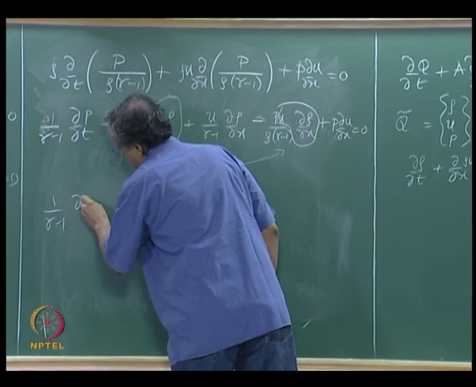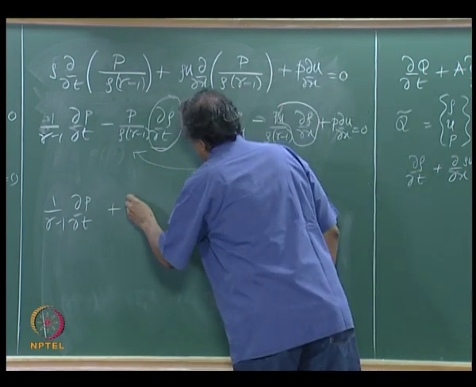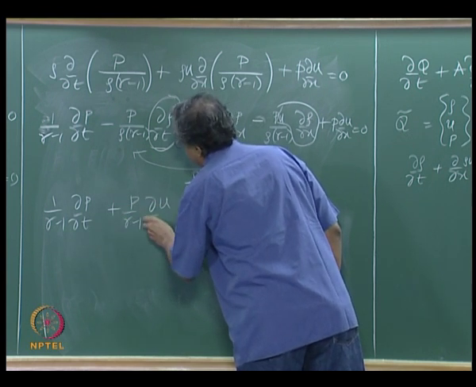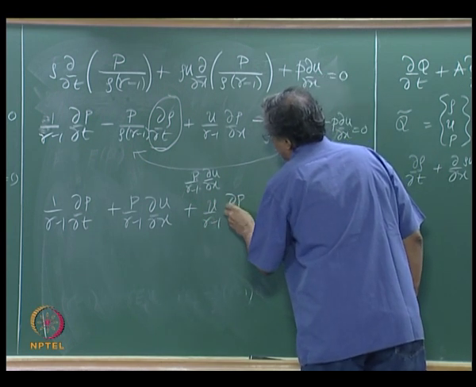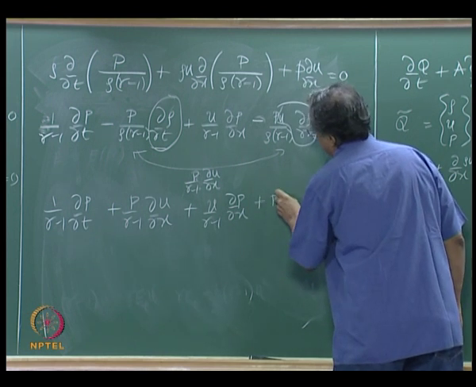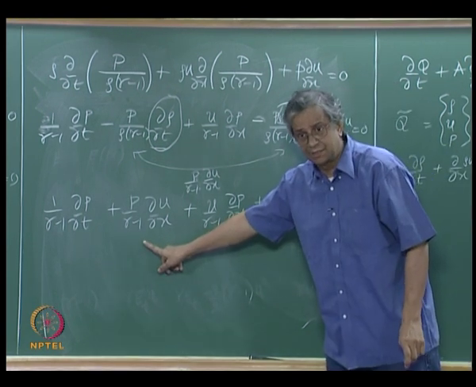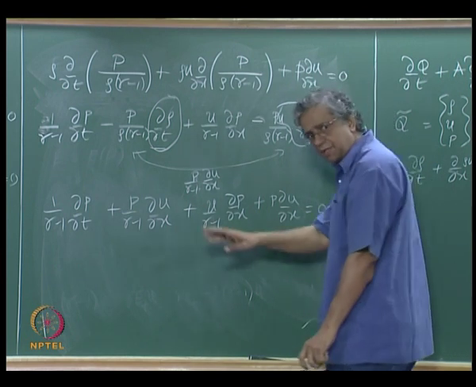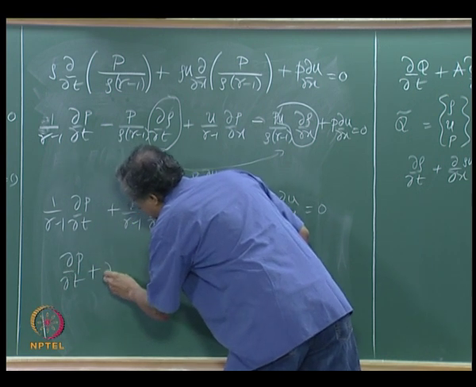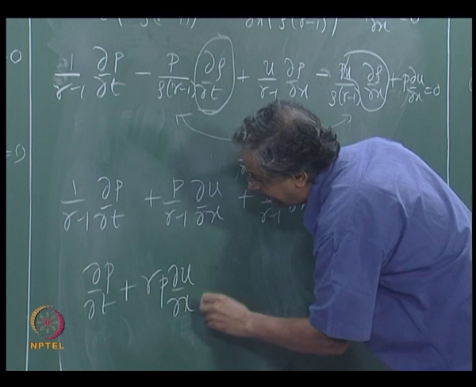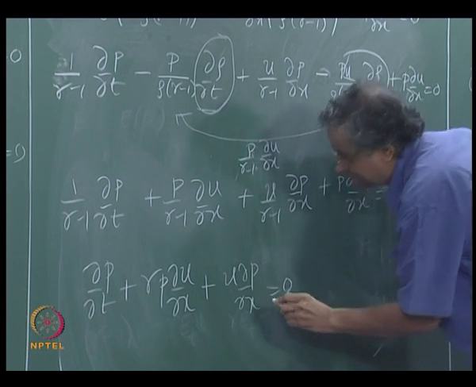1 by gamma minus 1 dou p dou t, okay, plus p by gamma minus 1 dou u dou x plus u by gamma minus 1 dou p dou x plus p dou u dou x equals 0. So if I add this to that, I will get a gamma divided by gamma minus 1, okay. So I will multiply through by gamma minus 1. Now I will skip the step, right. So I get dou p dou t plus gamma p dou u dou x plus u dou p dou x equals 0. Is that fine, everyone?